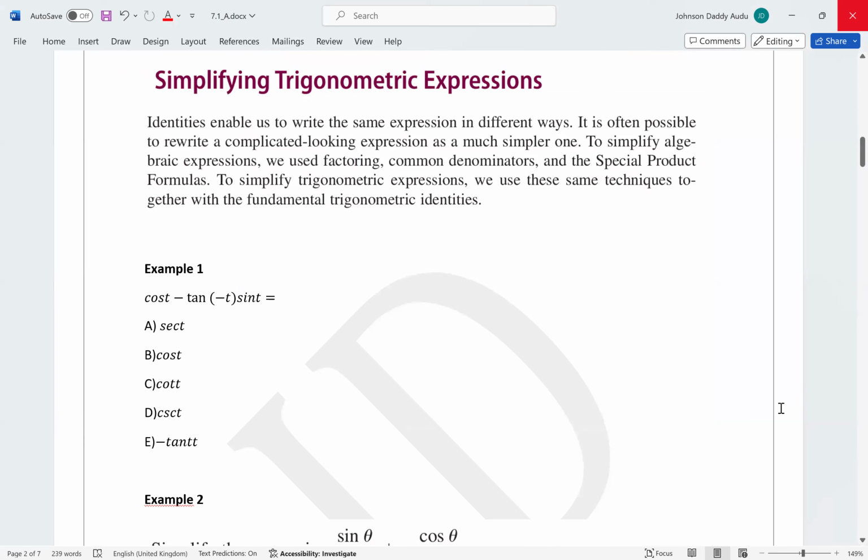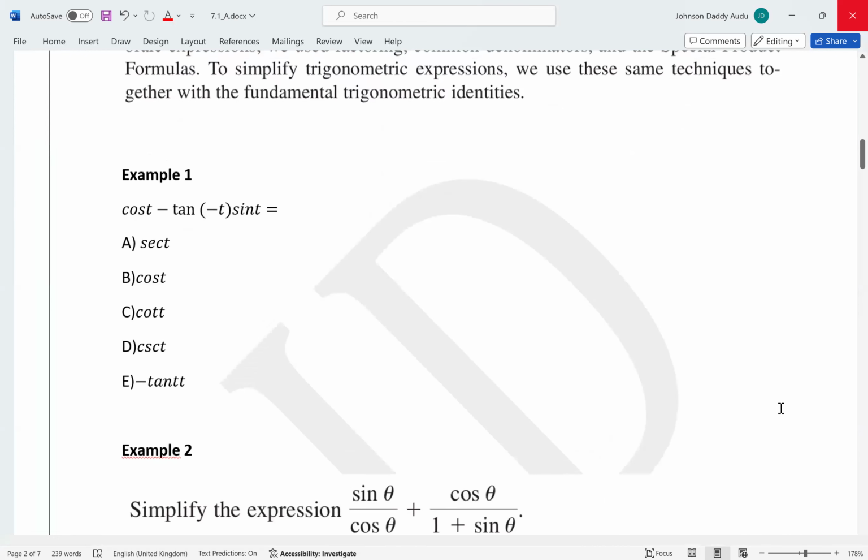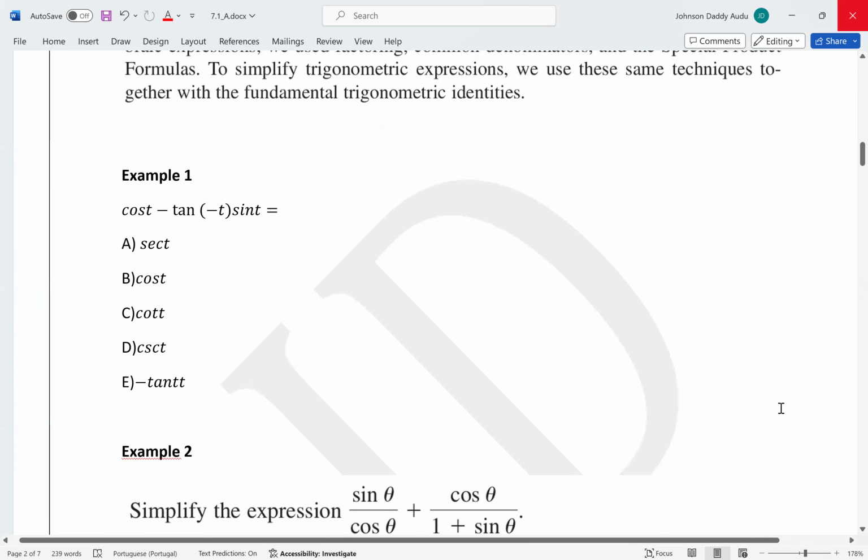Now, what is the importance of identities? We can use identities to simplify trigonometry expressions that look very complicated. We can simplify them. So let's take this example. Example 1: we have this trigonometry expression we want to simplify.